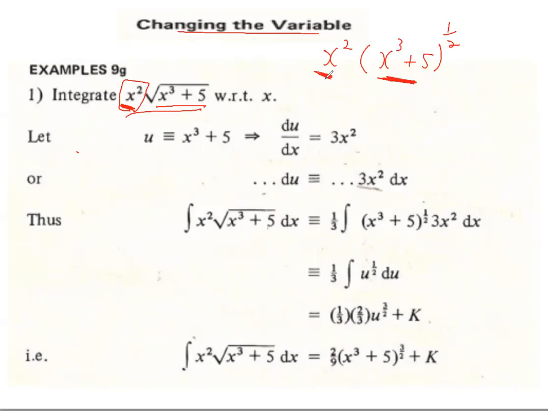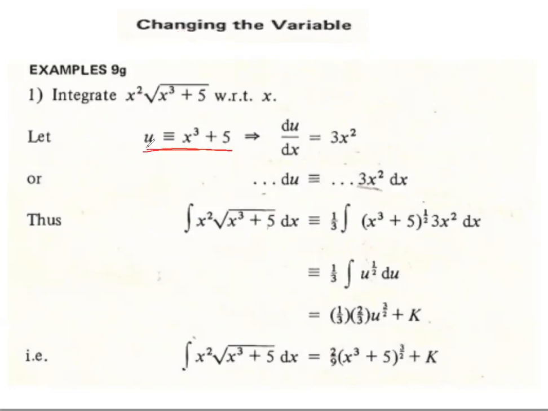So what you normally do, and you can blindly do it, is take the inner function, x cubed plus 5, and let that be u. From this, what do you see? You see that du dx is equal to 3x squared.